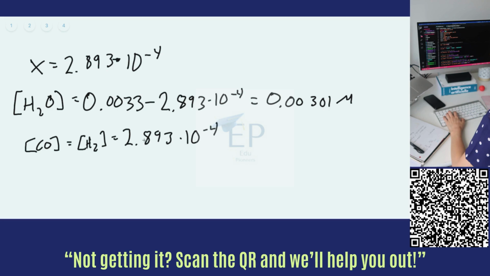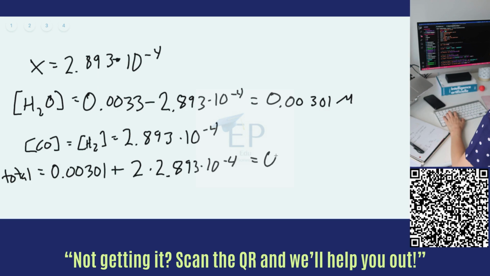And we want to find what percentage is H2. And so to do that, we want to find the total. And so the total is equal to our 0.00301 plus 2 times our 2.893 times 10 to the minus fourth, once for CO and once for H2. And that gives us a total of 0.003589 molar.